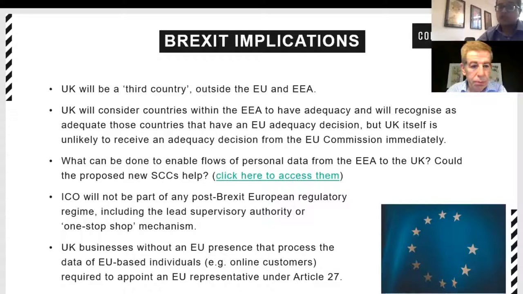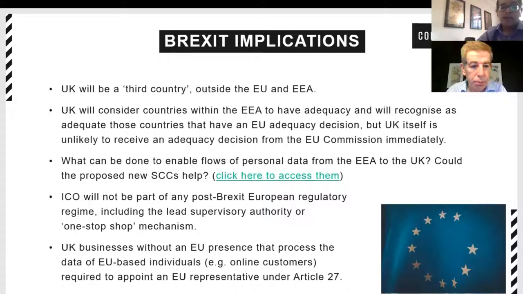So you'll need to rely on one of the appropriate safeguards that Howard discussed. From the UK perspective, transfers to the EEA will be deemed adequate. So that's quite nice and easy and straightforward. However, this isn't reciprocal, because it's unlikely that the EU is going to grant the UK an adequacy decision anytime soon, partly because it has concerns about the UK's own domestic surveillance regime. So while your transfers of personal data to organisations in the EEA can basically continue as usual, getting that data back from the EEA might be problematic.